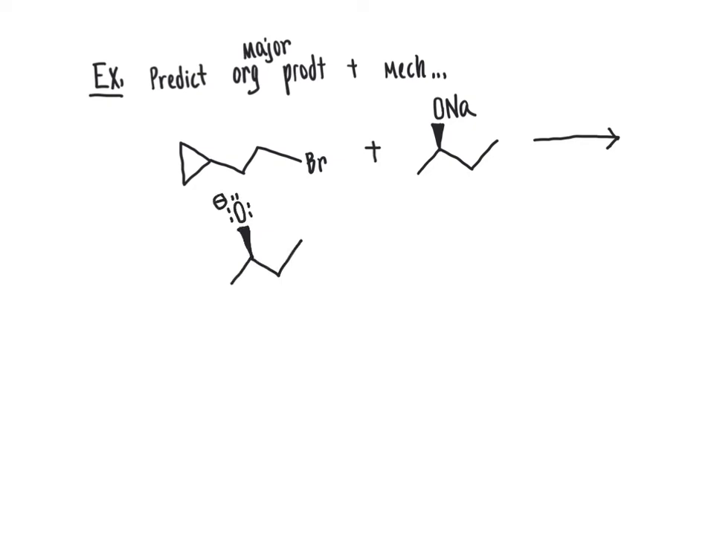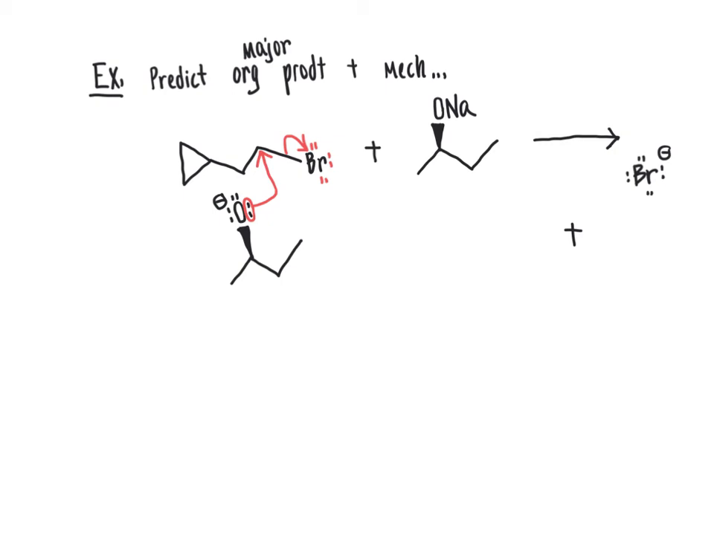We take that negatively charged oxygen, and we bring that oxygen in using its lone pair of electrons as a nucleophile to attack the electrophilic carbon here that's bonded to our bromine leaving group. The bromine leaving group breaks away, and the product of that is going to be a bromide anion, as well as our organic product.